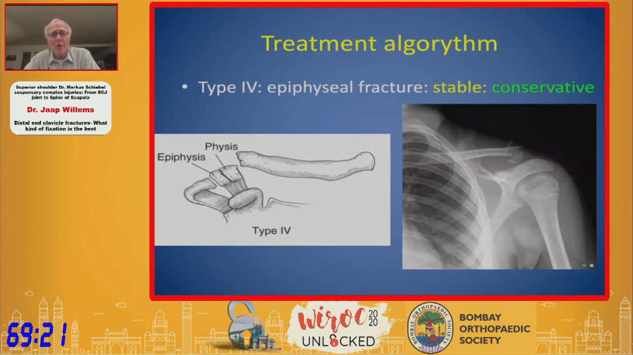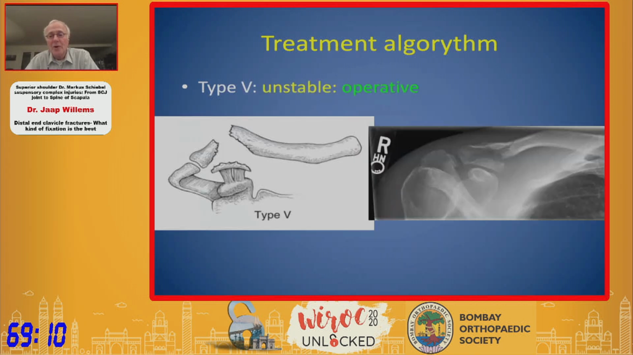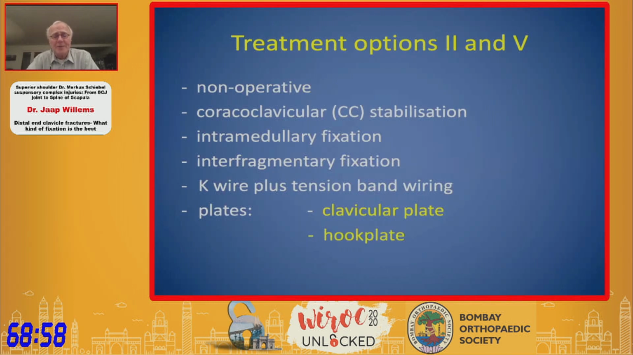The type 4 is an epiphyseal fracture, normally stable. You can leave it. There might be a little bit of malunion, but normally in these young patients, you get a remodeling of the clavicle in the long term. The type 5 is also unstable. It was an early X-ray after the injury where it looks stable, but after 1 week it was unstable, and normally it needs operative treatment.